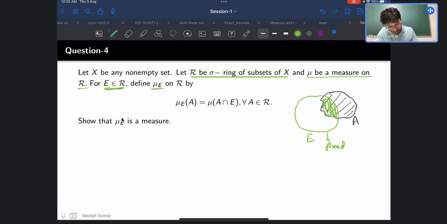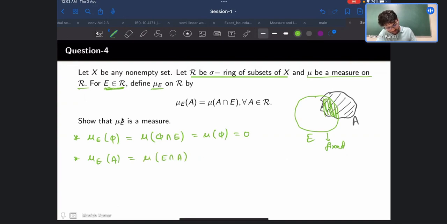Okay, so you have to prove that mu E is a measure. Let us recall the first property: mu E of phi should be 0. So what is mu E of phi? Mu E of phi is mu of phi intersection E, which is mu of phi, and we know that mu is a measure, so mu of phi is 0. The second property was that mu E of A should be greater than or equal to 0. This mu E of A is nothing but mu of E intersection A, and we know mu is a measure, so this is greater than or equal to 0.